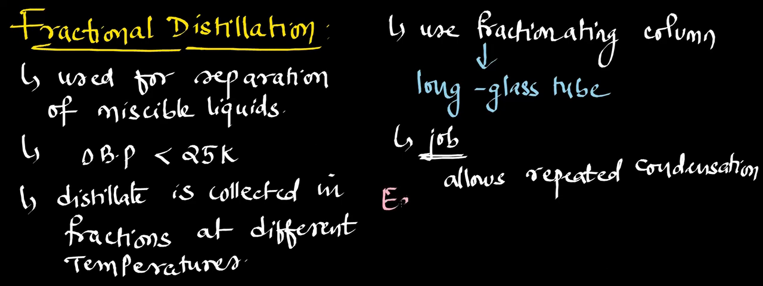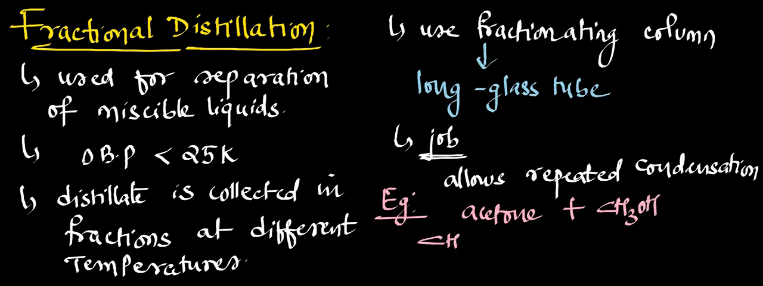Let us see examples of fractional distillation. The first example is acetone and methyl alcohol. Acetone is CH3COCH3. Acetone has a boiling point of 330 Kelvin, whereas methyl alcohol has a boiling point of 338 Kelvin. So when we see the boiling points, there is a difference of only 8 Kelvin. So here simple distillation is not used. It will not work out. We have to use fractional distillation.